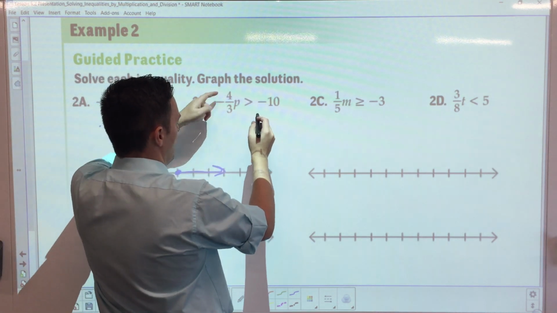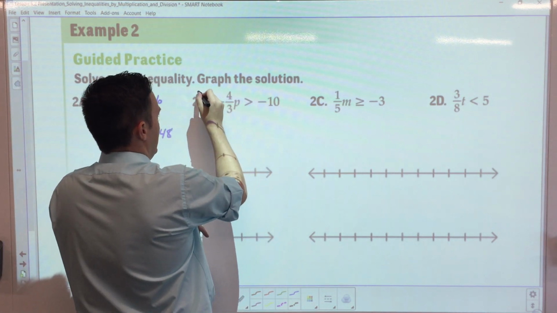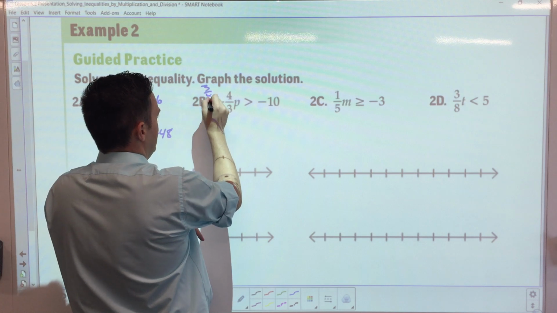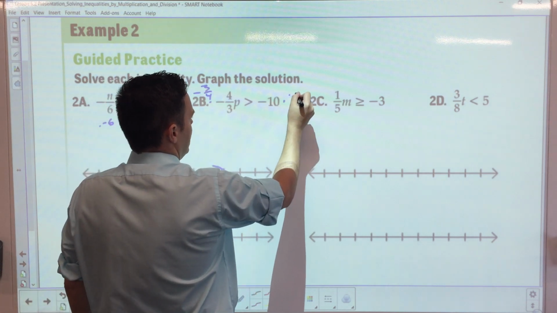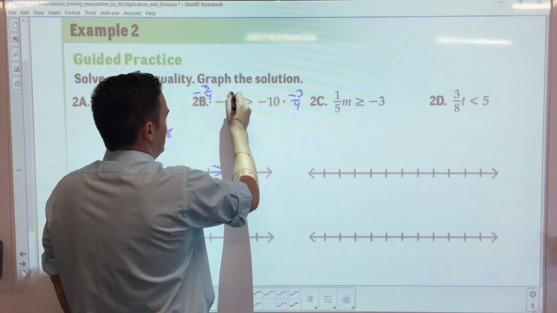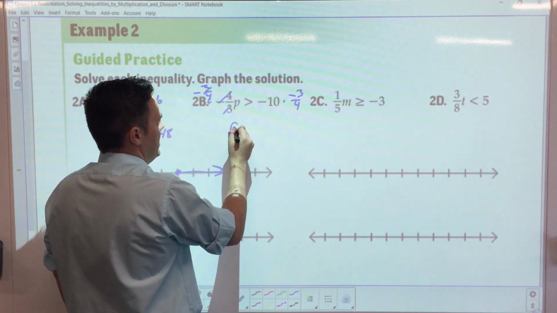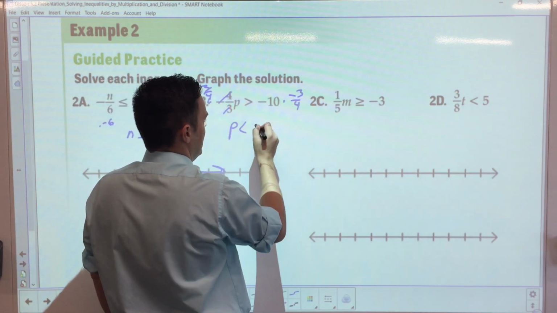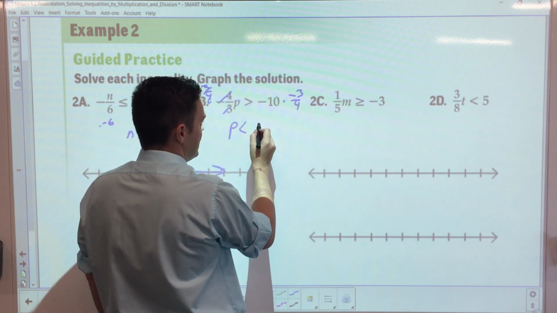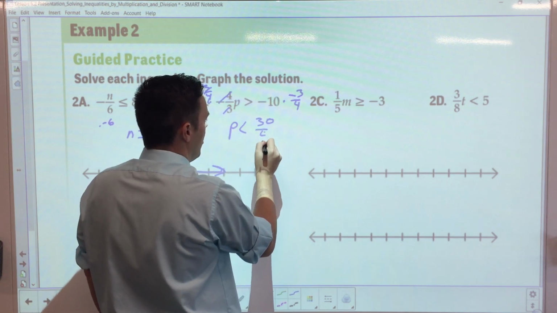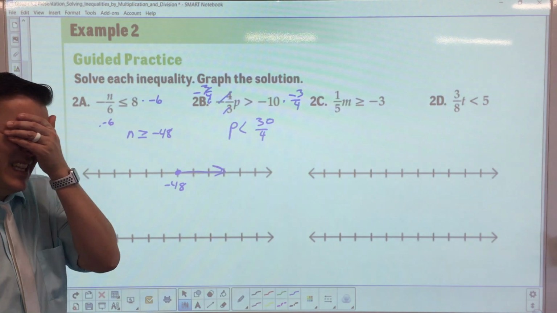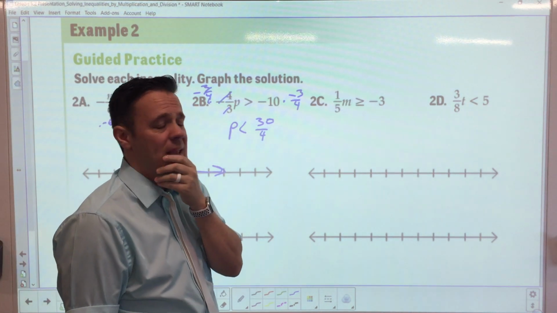This one here, I'm going to do a one step, multiply by negative 3 over 4. Multiply by negative 3 over 4, okay? That cancels all of this out. P, switch the sign, and that would be negative and a negative is now positive. 30 over 4, whatever the number that is, I think that's like 7 1/4, something weird like that.